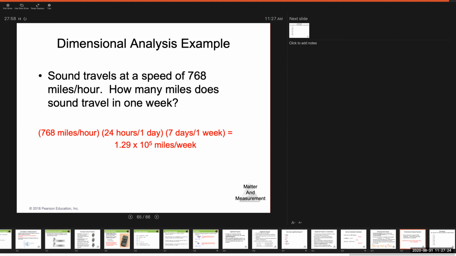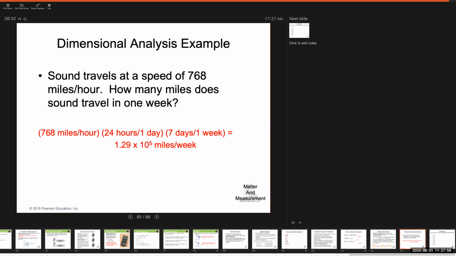Okay, so here's an example of dimensional analysis where they're saying the speed of sound is 768 miles per hour. And they want to know how many miles does sound travel in 1 week. So we want miles per week. The data we have says miles per hour. So the miles part, we're good to go. We don't have to do anything to convert the miles. We need to convert hours into weeks.